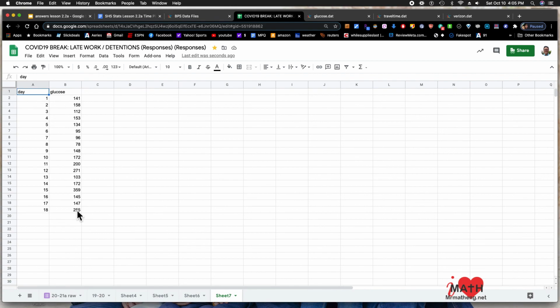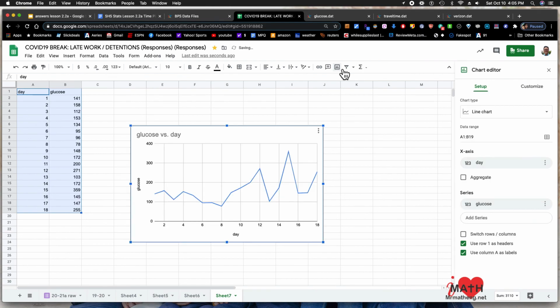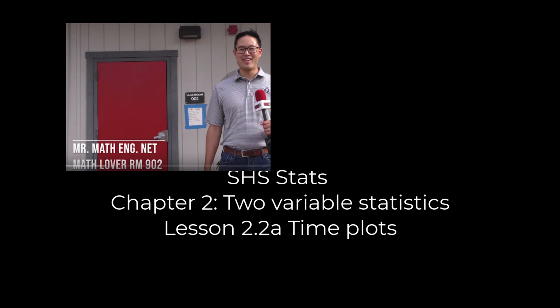Okay, so you're going to do the same thing. Click on one of the boxes and hold down the shift key and then left click on that box. So it highlights all of my data. And I'm going to go over here and into the chart. And if you chose glucose, then that's what it should look like. Love math. You don't love math?